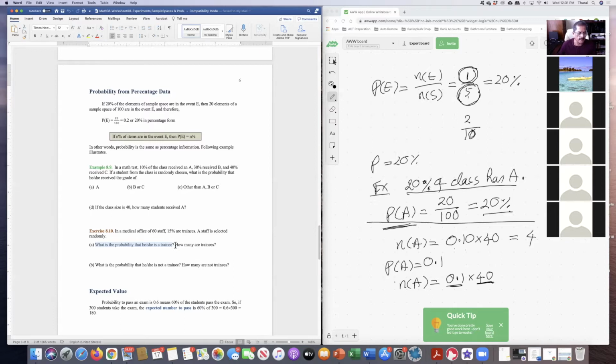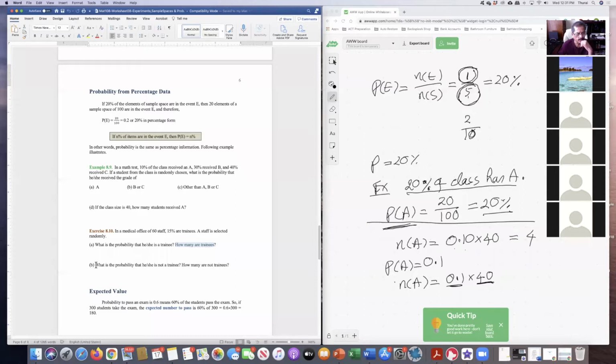Okay, then it says how many are trainees? What do we do to calculate that? You just find 15% of 60. Multiply 0.15 with 60. Right, 0.15 times 60. 15% of 60 will be the trainees. So 0.15 times 60 is correct.